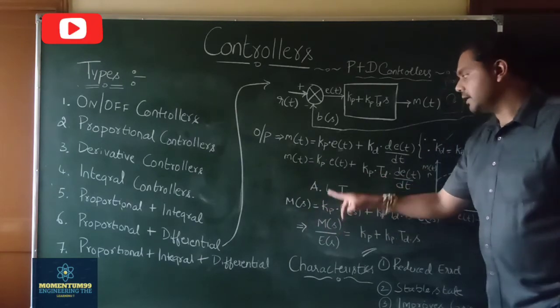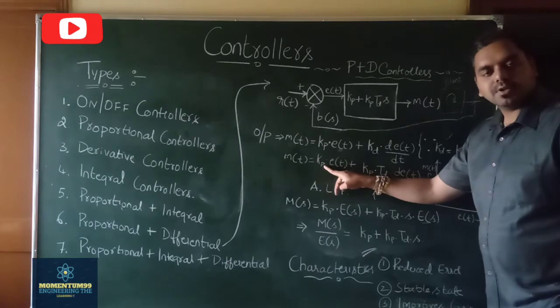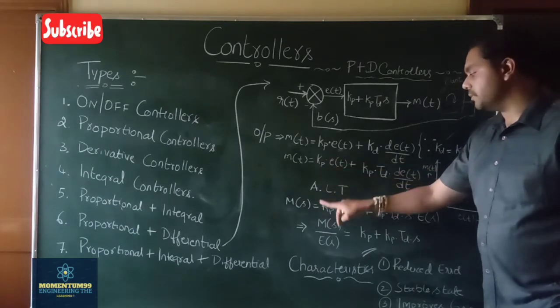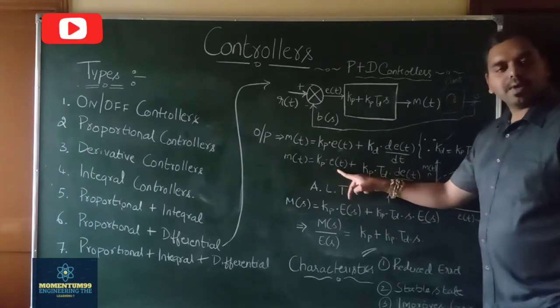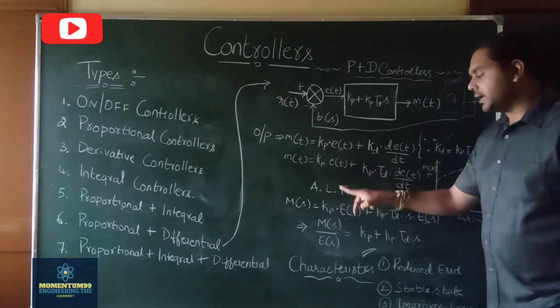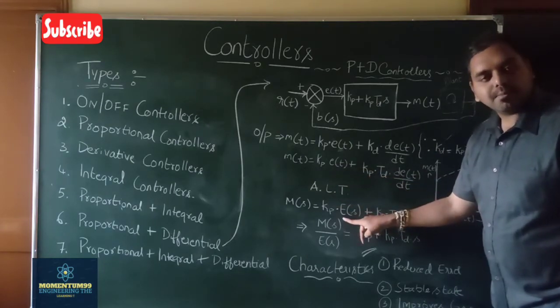Moving on to the RHS part, we have the proportional gain constant here, so we will not be able to apply the Laplace transform. A constant will be written as it is. The next term we have is E of t. Now E of t I will be writing as E of s after applying the Laplace transform here.